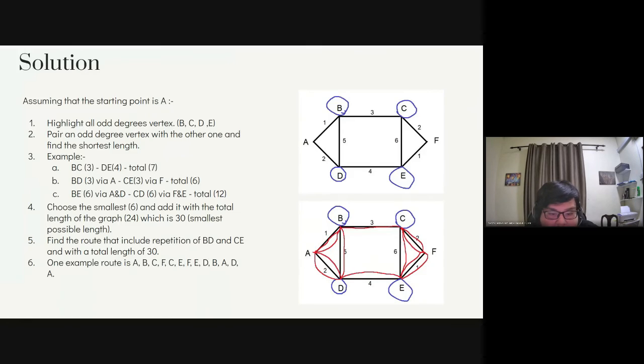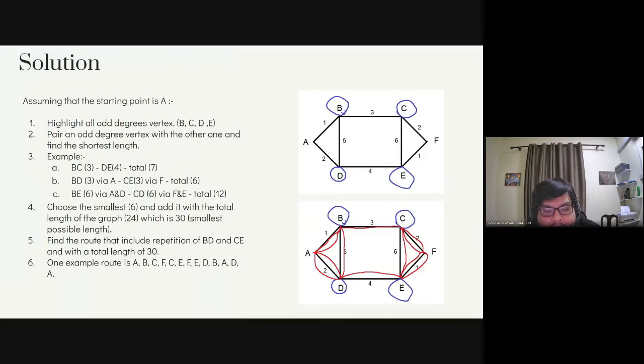In finding the route, you have to remember that we have chosen the smallest, B and D. So you have to repeat B, D, and C with E. You have to repeat both. And you have to remember too that the total length is 30. So we have to create a route around that.